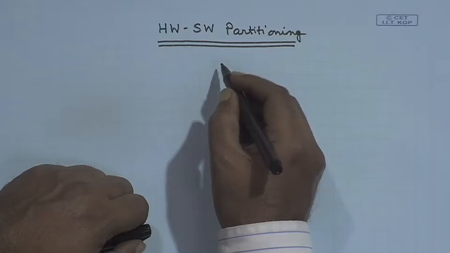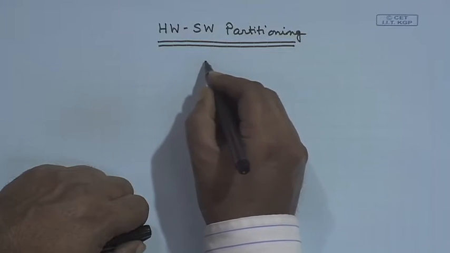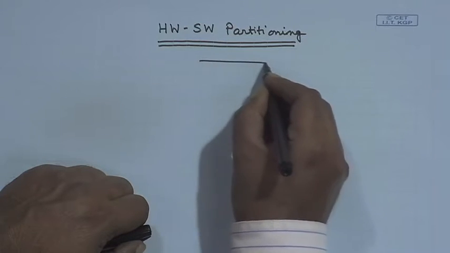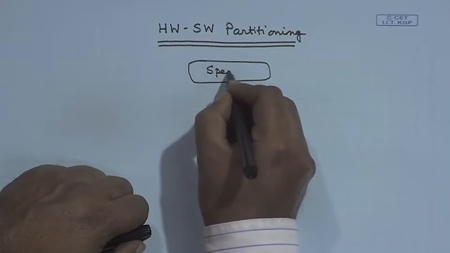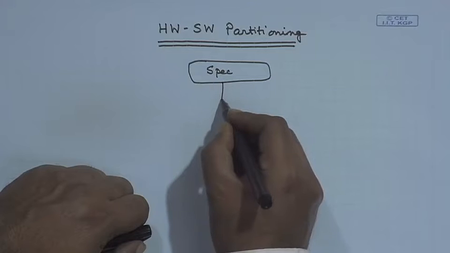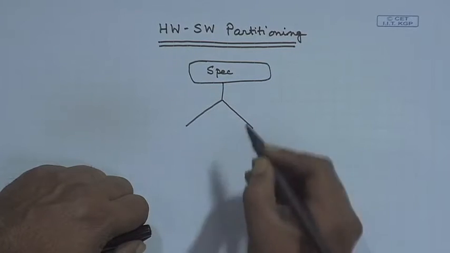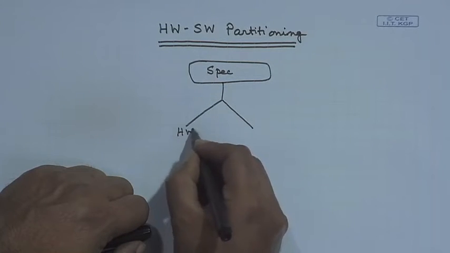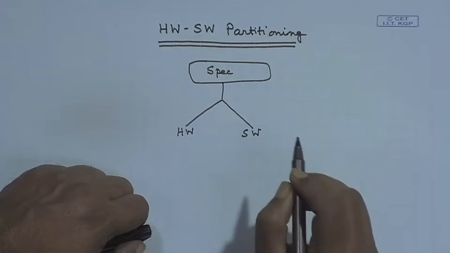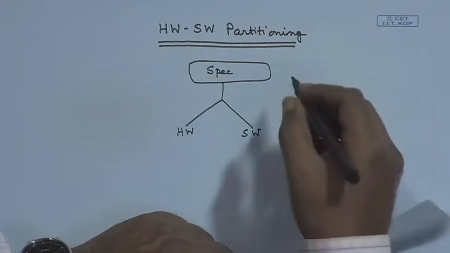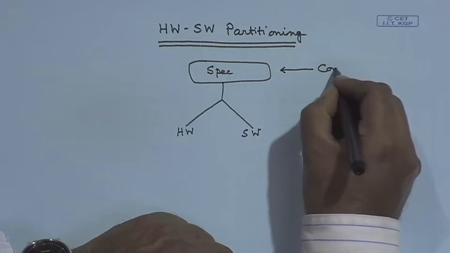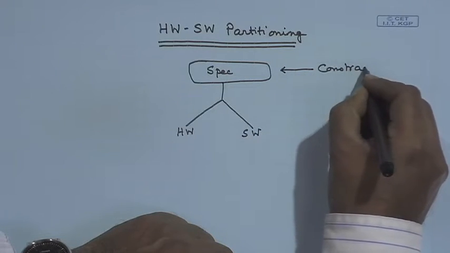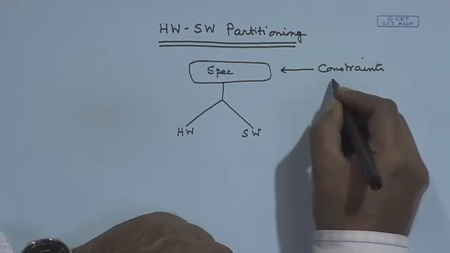So, before we go to hardware software partitioning, we know what it is: we start with a specification, and then during the design phase I decide which parts will be in hardware and which parts will be in software, right. Now, along with the specification I have got some constraints, and the constraints are of two types.